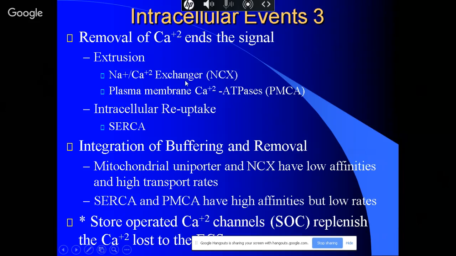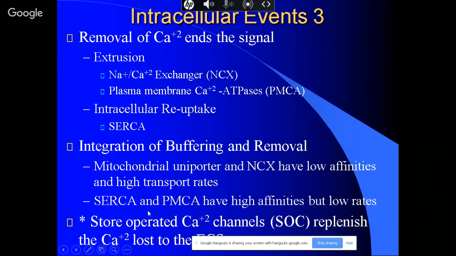The high capacity system is a sodium calcium exchanger. You exchange calcium for sodium, and that's all you do. And you get rid of your calcium that way, and that's called the sodium calcium exchange protein. And then to get it down to the lowest levels, you use a plasma membrane calcium ATPase. And you expend your ATP, and you get the calcium back down to the low level that you need. And you do a similar sort of thing with your reuptake system. The uniporter of the mitochondria sucks up a lot of calcium very easily. But in order to get everything back into the endoplasmic reticulum, you're going to need a sarcoplasmic endoplasmic reticulum calcium ATPase, SERCA. Okay? And you integrate the whole system, obviously.